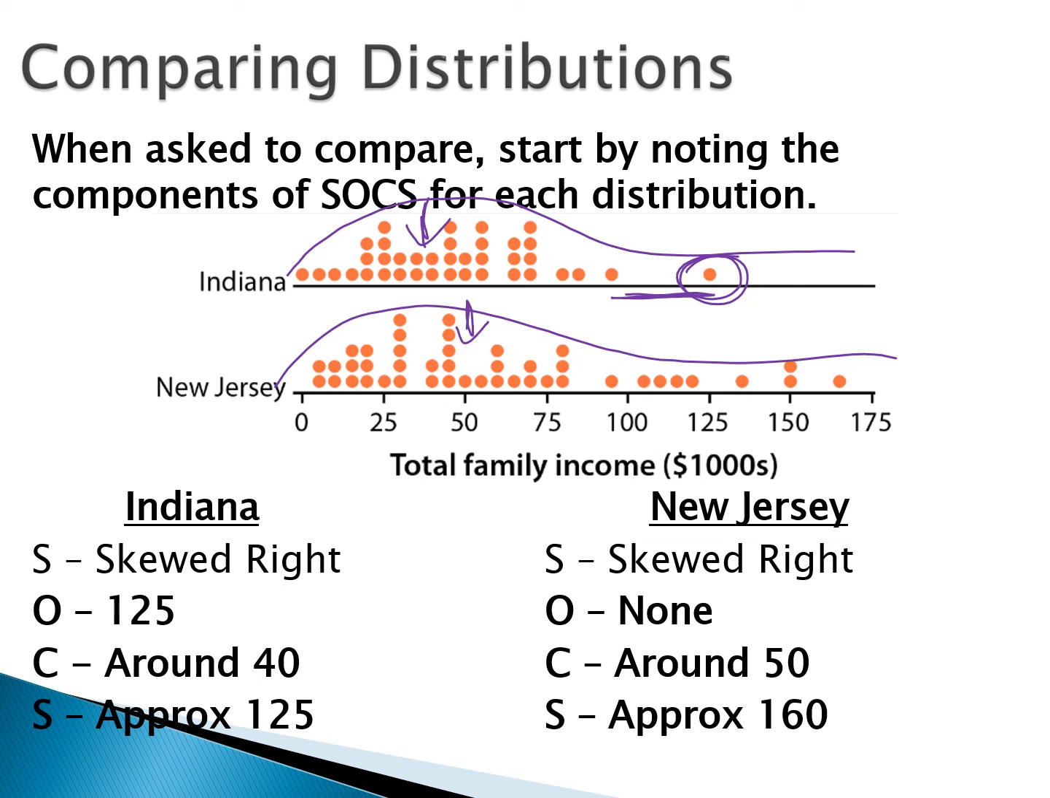So Indiana, about 125. Okay, the scale we can see on the bottom here. It's the same scale for both graphs, which is always what we want when we're describing or comparing distributions, by the way. All right, and then New Jersey has a range of 160. Okay, range is always just one number. It's how far it's spanning.